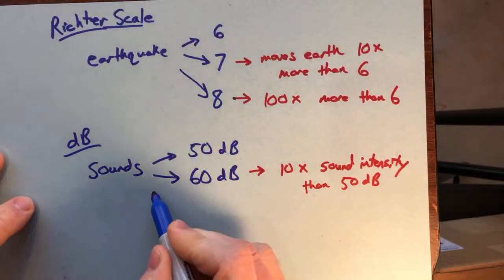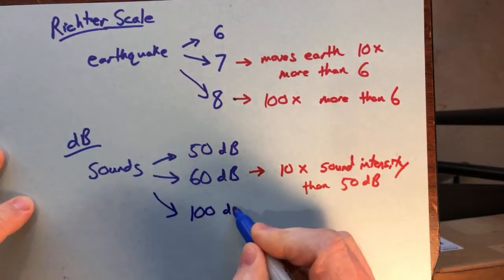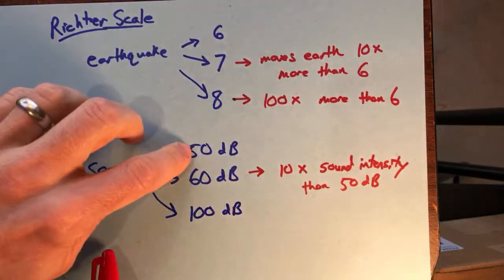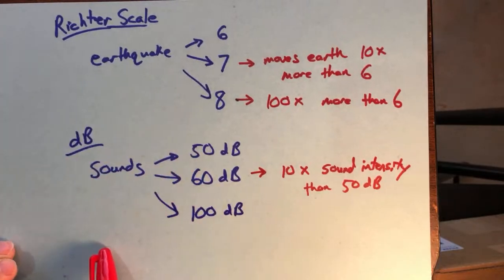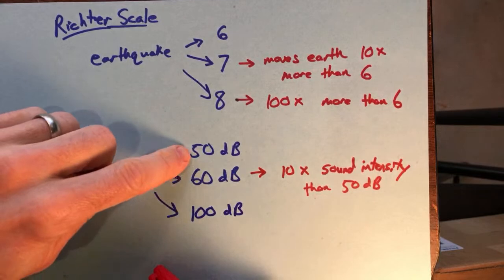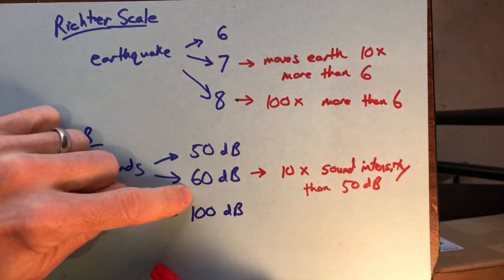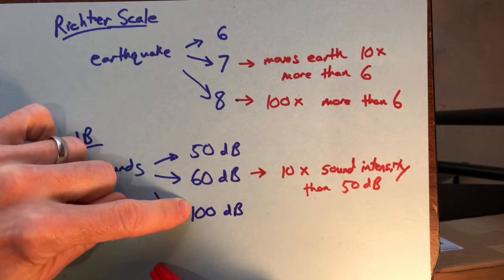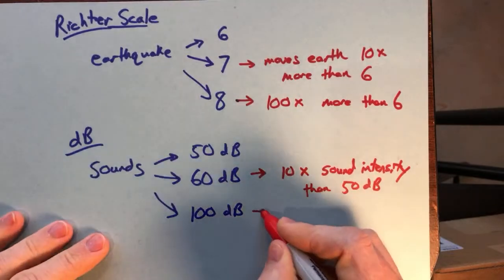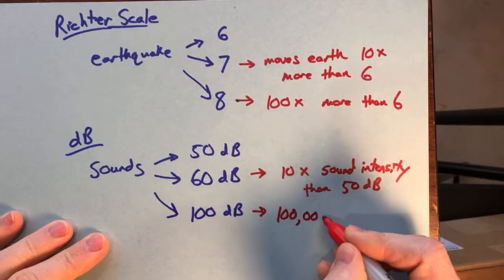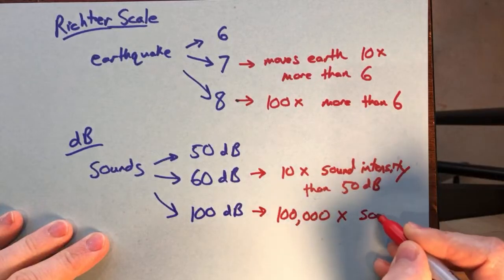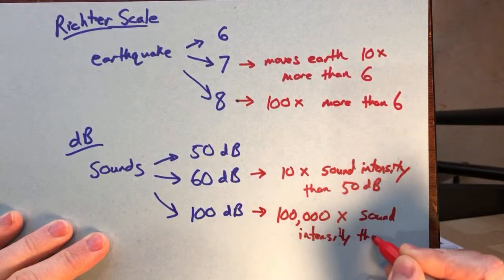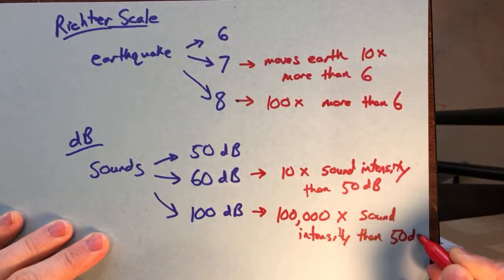Or let's say you have something that's 100 decibels, all right? And then you have to just count going up. This is going to be a little bit more complicated, right? So 50 to 60, that's 10 times. To 70, that's 100 times. To 80, that's 1,000 times. To 90, that's 10,000 times. And to 100, that's going to be 100,000 times the sound intensity than this 50 decibels. Okay?